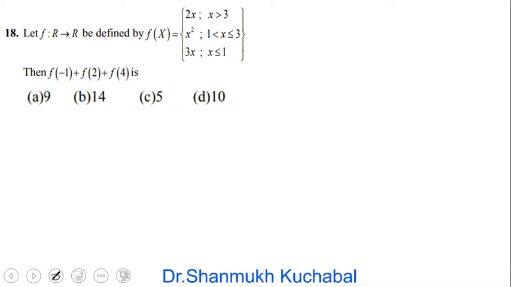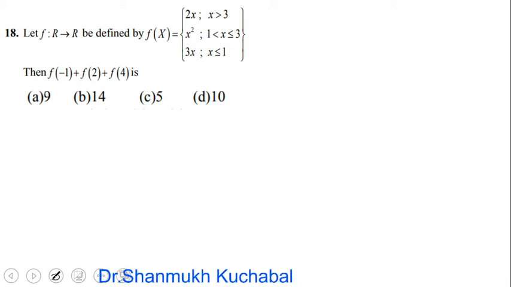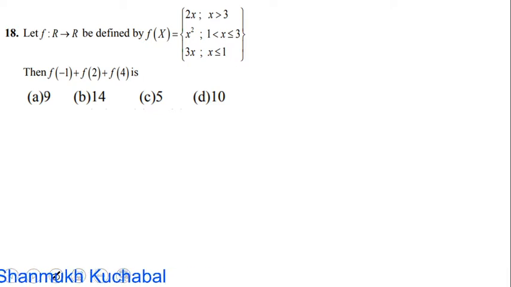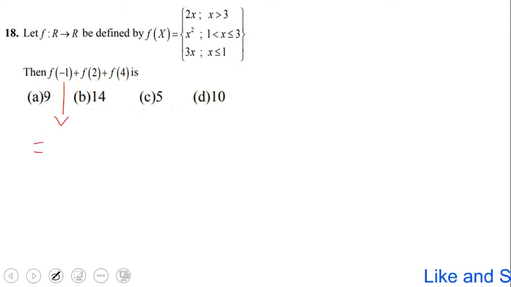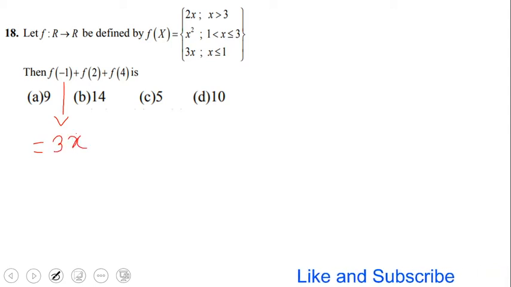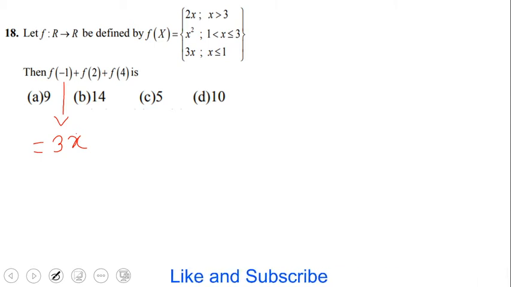Okay, so we'll move to our next example. The question is, f is such that R is mapped to R, defined by f of x equal to. So first we have to find f of minus 1 here. Here I am writing f of minus 1. Minus 1 is less than 1. So it is 3x. Then f of 2, equal to 2 means the second value we have to take, that is x square.